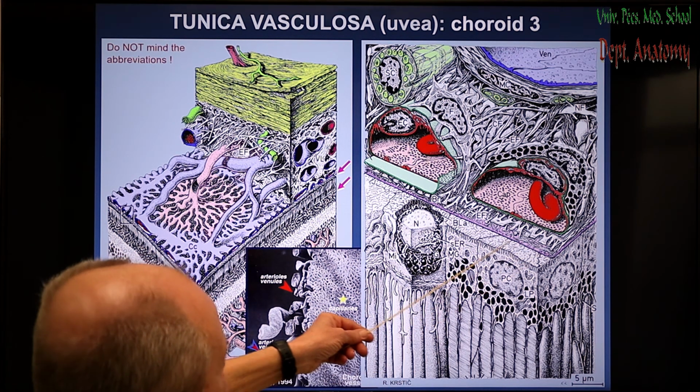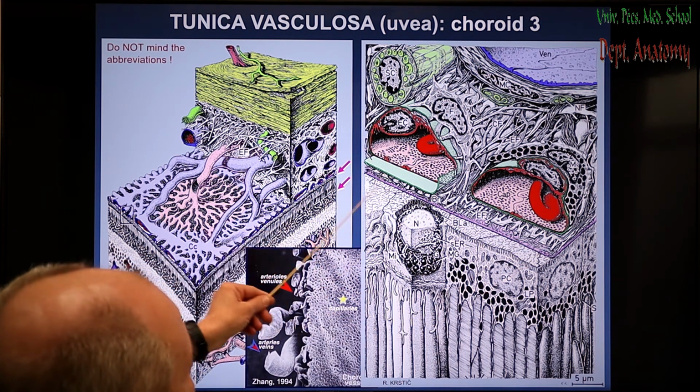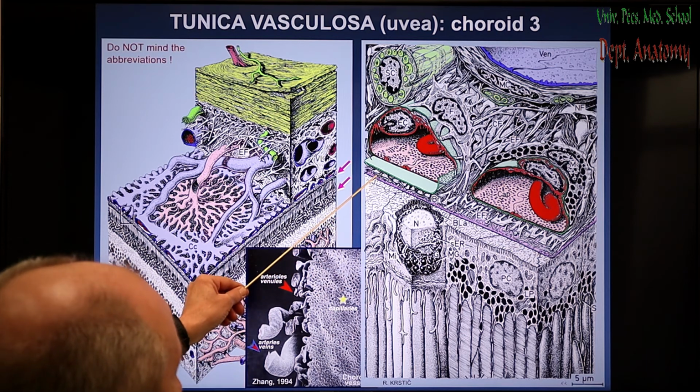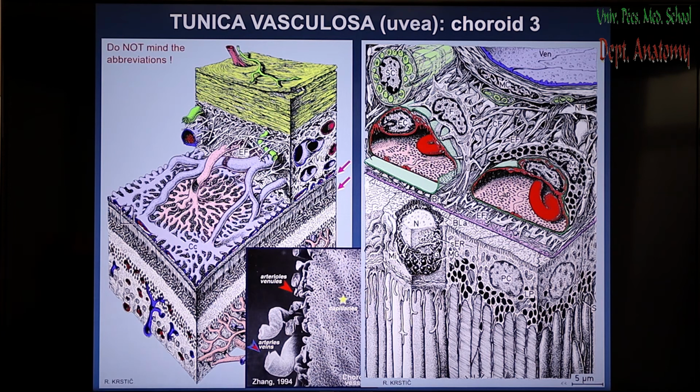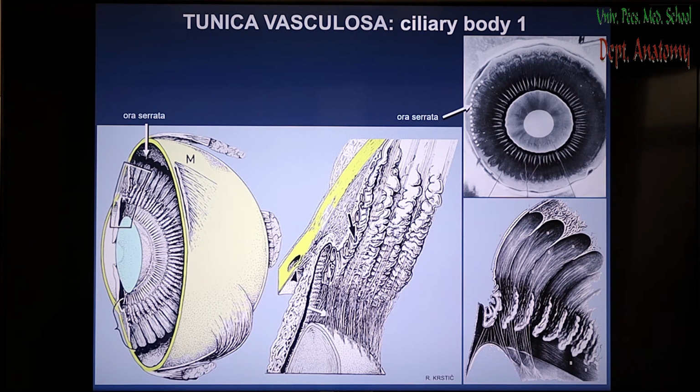And deep to the basement lamina of the capillary endothelium, another basement lamina separates the outermost layer of retina from the capillary. So through these layers, all the materials should go.